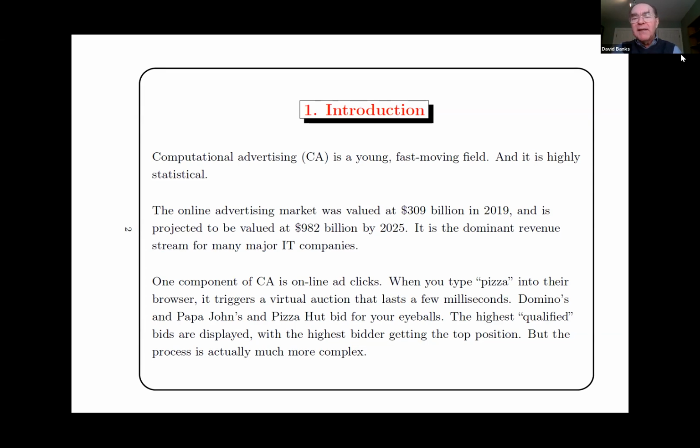One component of computational advertising is online ad clicks. So when you type pizza into your browser, it triggers a virtual auction that lasts about 7 milliseconds. And various pizza companies, Domino's, Papa John's, Pizza Hut, all bid to show their ads to your eyes. And these bids are weighted according to the qualification of the different companies. So mainstream companies that are well regarded and have a track record of integrity and performance, they get a markup. And a new company that hasn't been established and is very small might get downweighted. But this virtual auction occurs, and the highest bidder, or the highest weighted bidder in this virtual auction, gets to show you their ads.